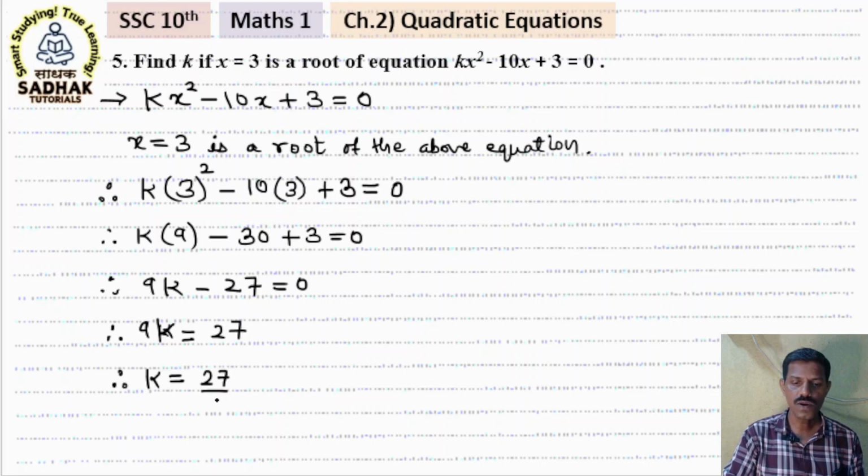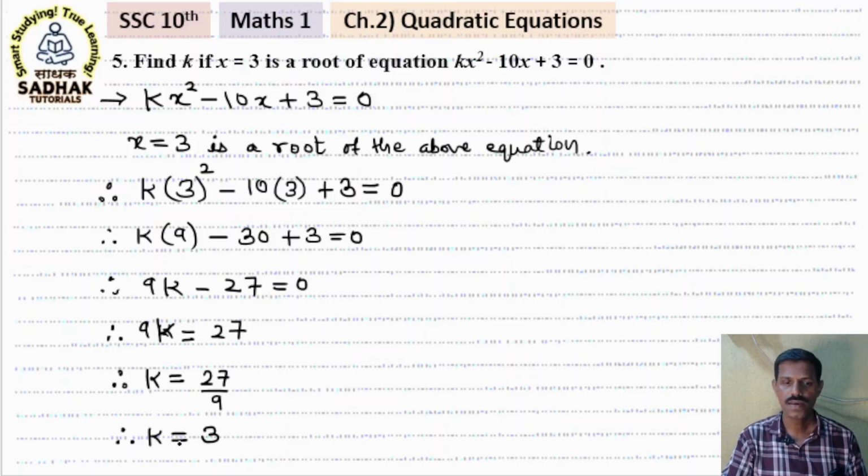Okay, so it will be 27 divided by 9, and therefore the value of k is 3, right? So that is our answer, k is equal to 3, right? So that is sum number 5.